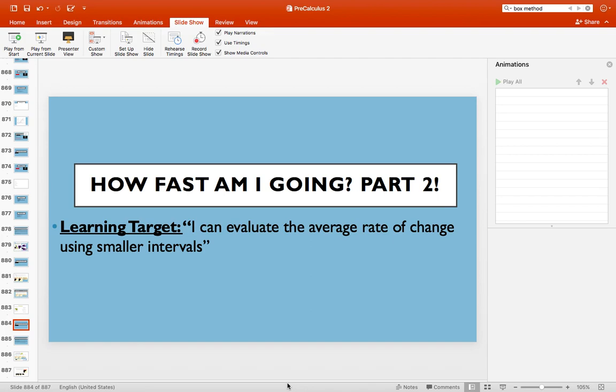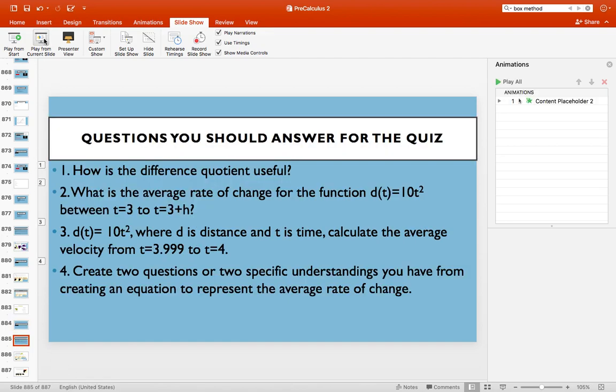Again, you want to make sure you have binder paper and a pencil, title up your notes, make sure you put your date on it, draw all diagrams, and please show all your work. Here are the questions that you want to focus on for today's quiz.